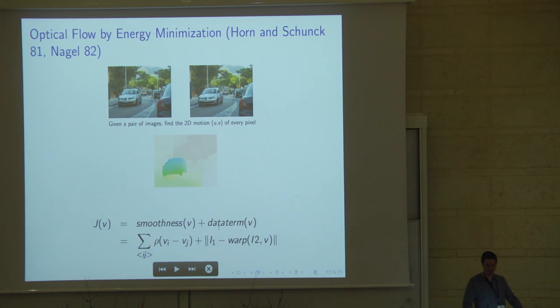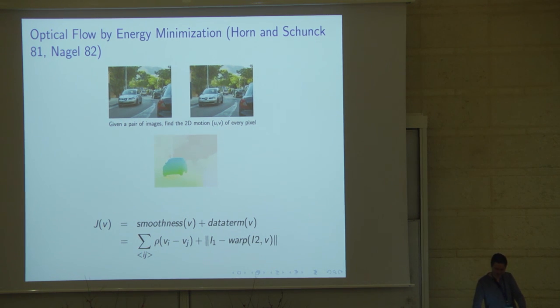And then the data term says if you take one image and you warp it according to the correct velocity field, you should get exactly the first image. So there should be no difference between the first image and the warped version of the second image if you figured out the correct motion. It's a bit embarrassing, but we are now 35 years later, and this is still the state of the art in optical flow methods. Computers have gotten a lot faster, so we can minimize these functions much better, but basically these are still the state of the art.